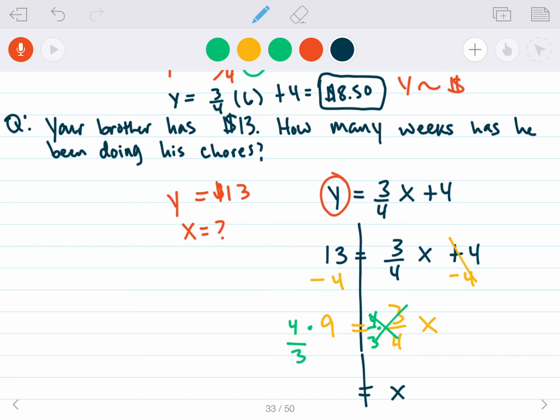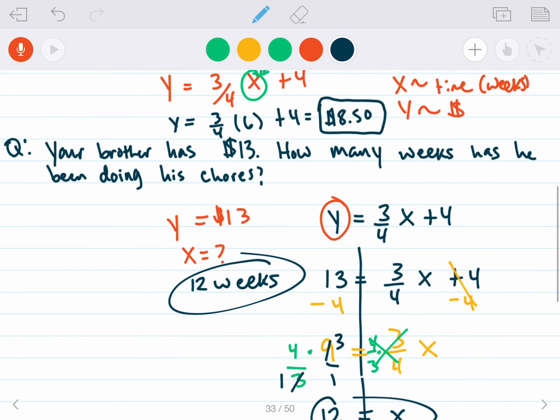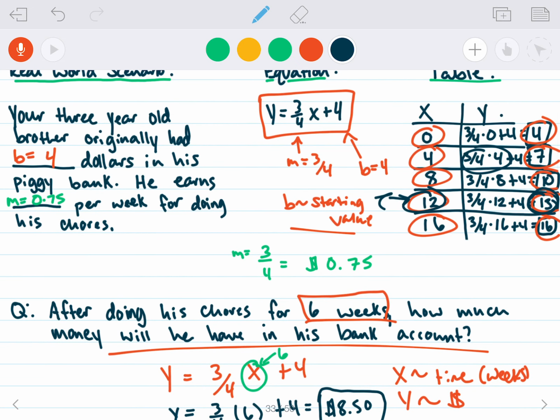So x is going to be, well, if I multiply these and cross simplify, 3 goes into itself once, it goes into 9 3 times. Multiplying straight across, I get 12. So the answer here is 12 weeks. And again, we did see that from the table in this row right here.